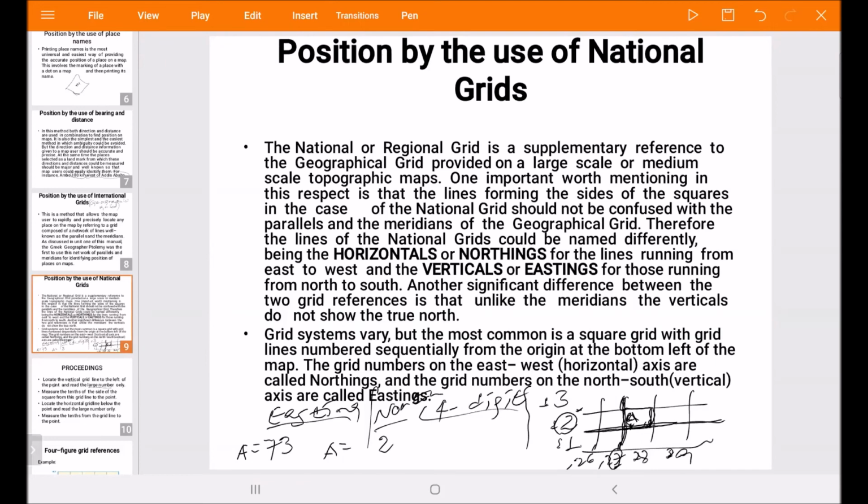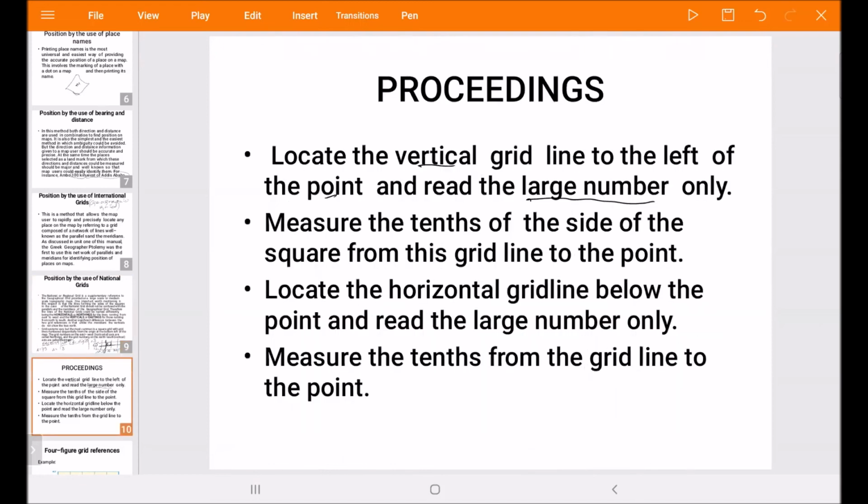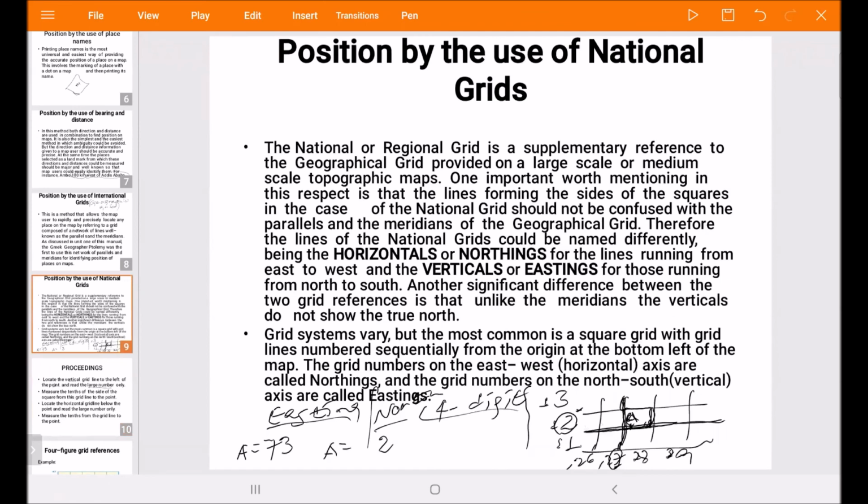Again divide the grid square into 10 equal parts. Now, what will the procedure do? Measure the tenths from the grid line to the point. This is the grid square that takes us from 2 to 3, so we divide it into 10 equal parts. If it is located at 5, then here it is 25.